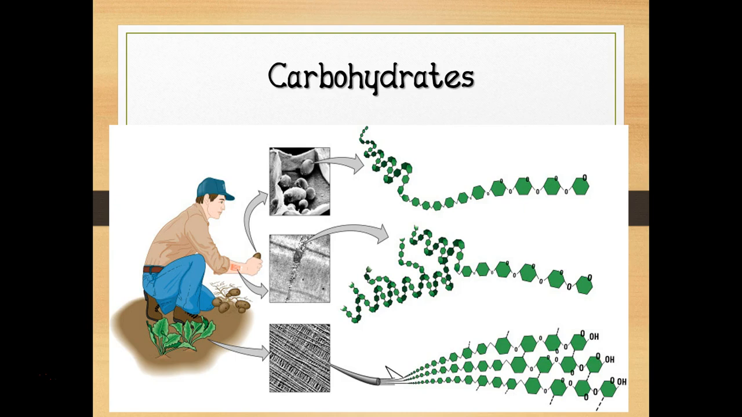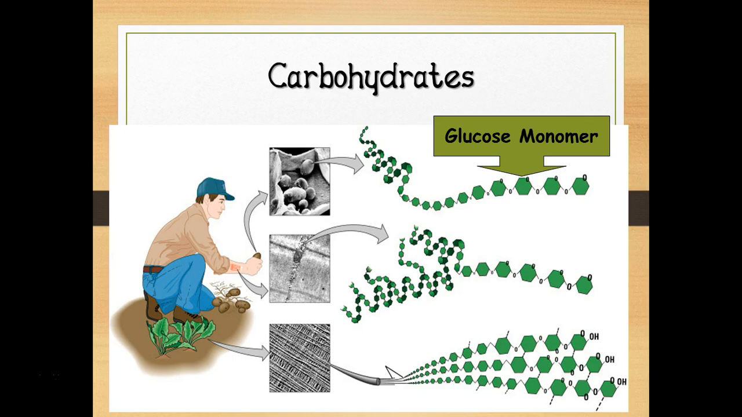So structurally, if we're talking polysaccharides here, they're repeating units, right? So in this case, I've got 3 different carbohydrates or 3 different polysaccharides. They're all glucose molecules. So what makes them different? Well, starch is the first one, and it's just this long chain of glucose.